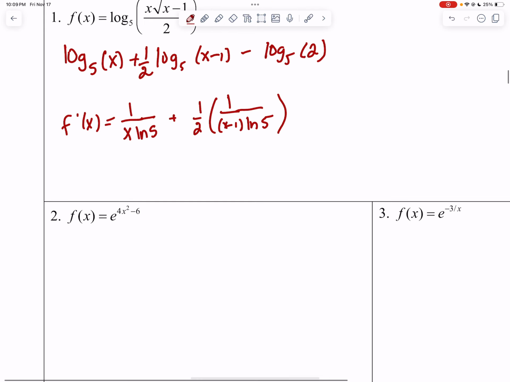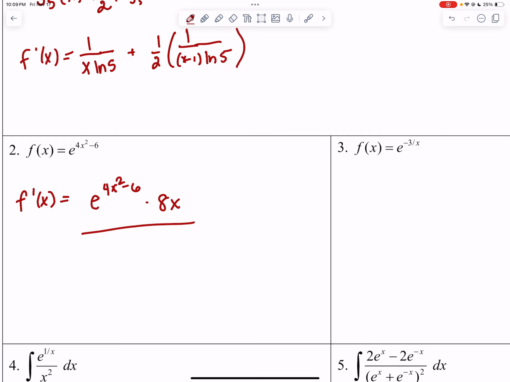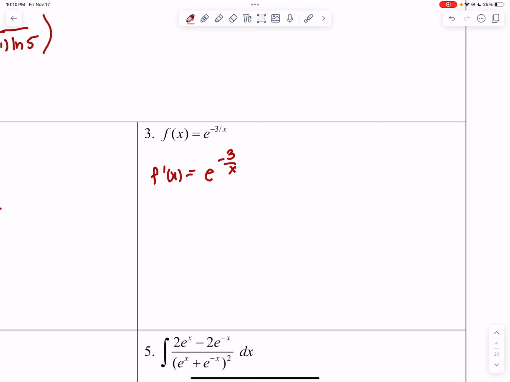Number 2 should be an easy derivative for you guys to do, because this is essentially the chain rule with exponentials. Shouldn't be too bad for that one. Same thing with number 3, it's a chain rule, except you want to be careful about taking the derivative of -3 over x. This is not going to be -3 ln of x, because this is not the integral, this is the derivative.